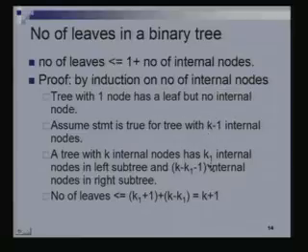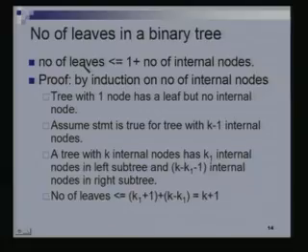Is this proof clear to everyone? It's a simple proof which shows that the number of leaves is at most 1 plus the number of internal nodes. Right? There was a tree we saw where the number of leaves was equal to the number of internal nodes plus 1, a complete binary tree. What was the number of leaves there?